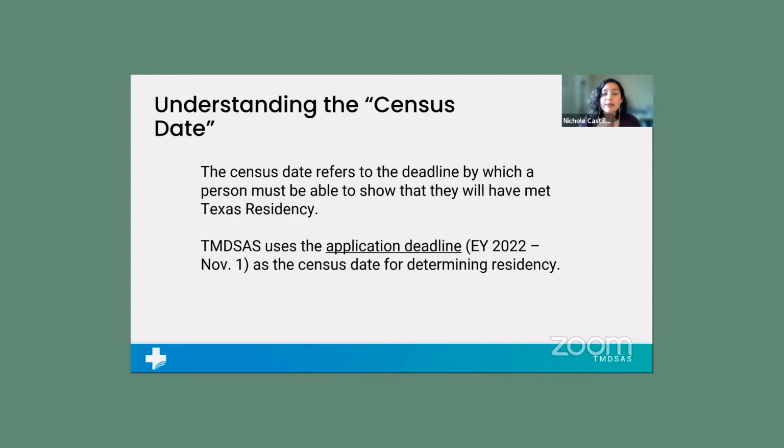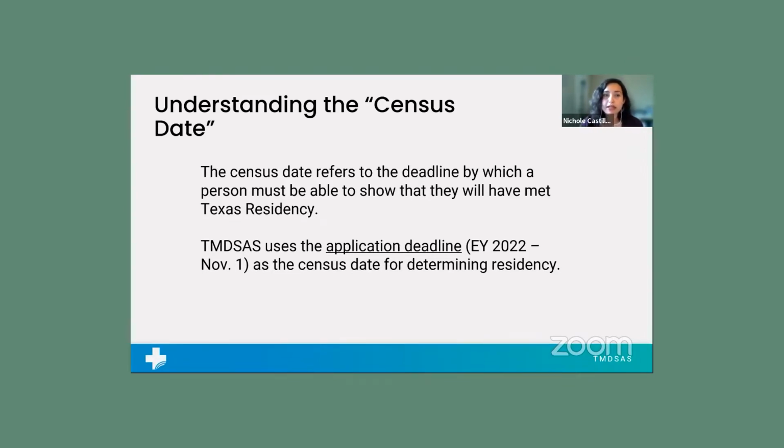Now, someone might be hearing this or seeing this and wondering, what does it mean if I submit my application prior to November 1st? Because most of you will, right? So you look at that opening sentence, what it says is that a person must be able to show that they will have met Texas residency. So we won't delay processing your application until November 1st just because we need to see that full year.